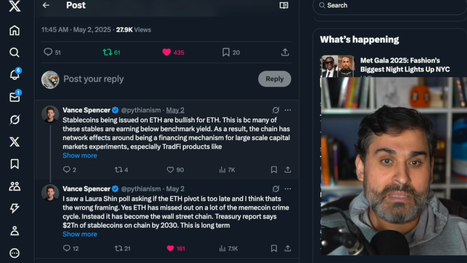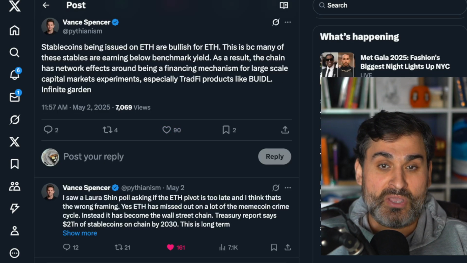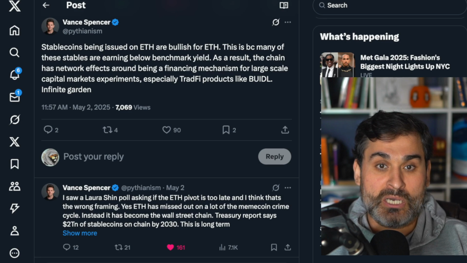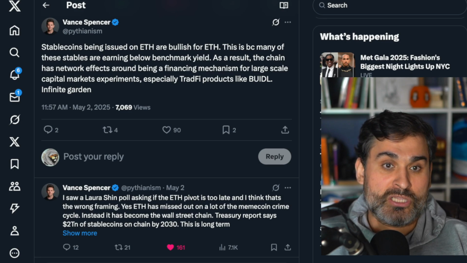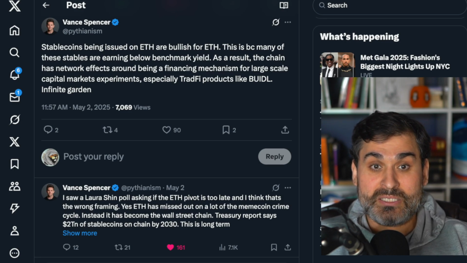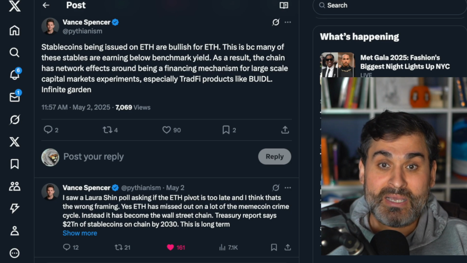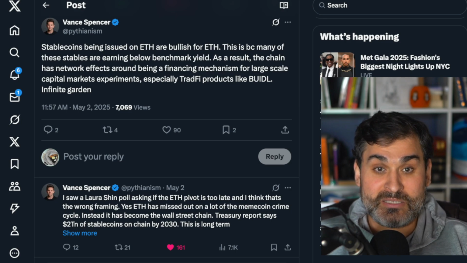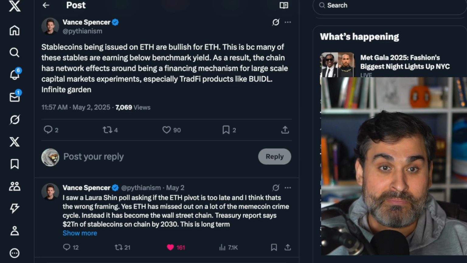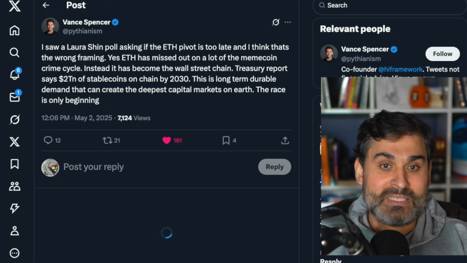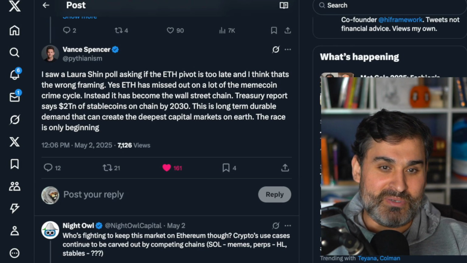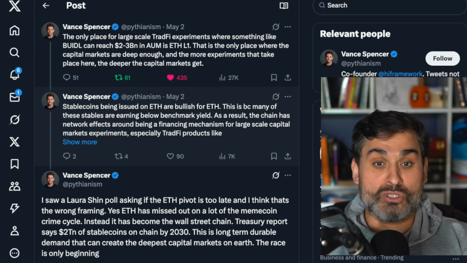So he goes on to say stablecoins being issued on Ethereum are bullish for ETH. This is because many of these stablecoins are earning below benchmark yield. As a result, the chain has network effects around being a financial mechanism for large-scale capital market experiments, especially TradFi products like BUIDL. It's an infinite garden. And then he was talking about Lorishin, but yeah, forget about that. I'm just focusing on those first two tweets.